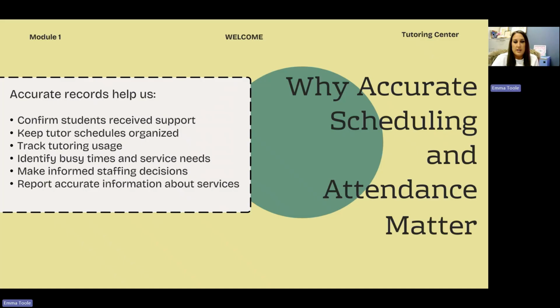We also want to focus on scheduling our appointments correctly and then taking attendance when the students come in, or if they don't show up to an appointment. Scheduling and attendance are not just clerical tasks. They affect the students, the tutors, the staff in the tutoring department, and department reporting. If an appointment is scheduled incorrectly, a student may go to the wrong location, a tutor may not know that they have an appointment, or the department might not have an accurate record of the support provided.